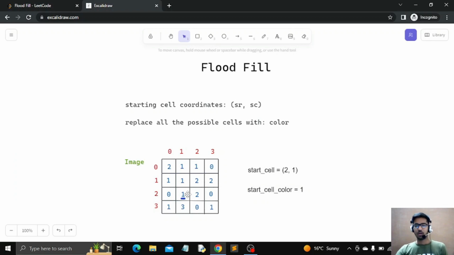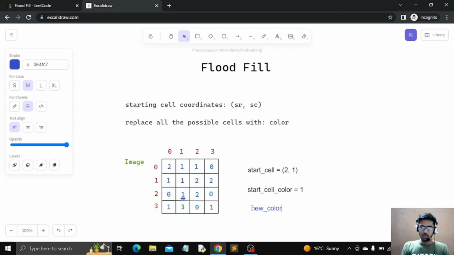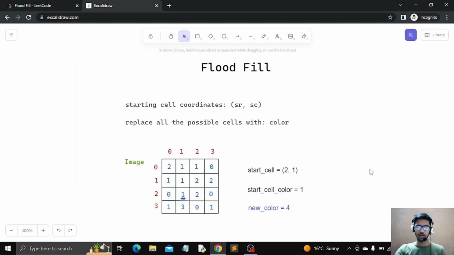Now we need to gradually check all the cells that are four directionally connected to this starting cell, and if they are having the same color as the starting cell, then we need to change their colors to the new color. New color that is given to us is, let's say, 4. We need to change them to integer 4. Now let's say if we are at a particular cell, then we need to check four directionally all its neighboring cells.